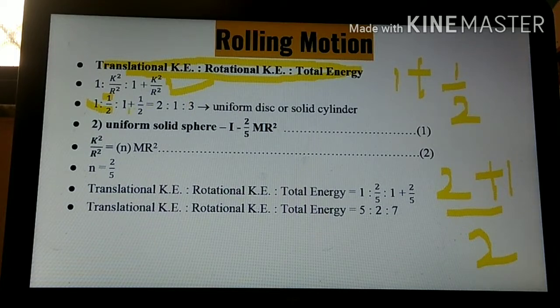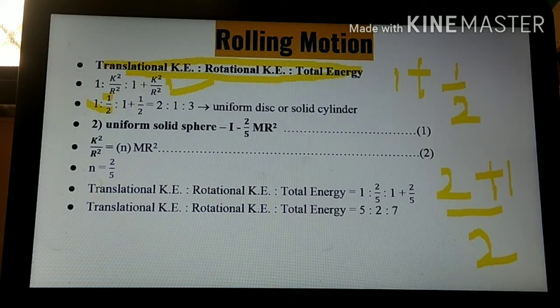Over here also we are getting 2 as the denominator, and over here also we are getting 2 as the denominator. So we can transfer this 2 directly over here. So we get the ratio as 2:1:3. So 2:1:3 is the ratio for a uniform disk or a solid cylinder.